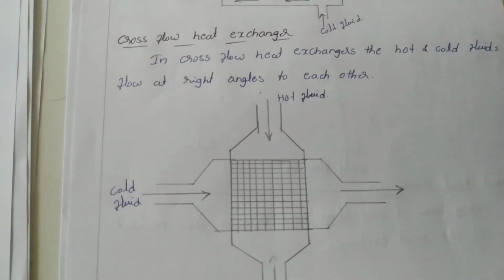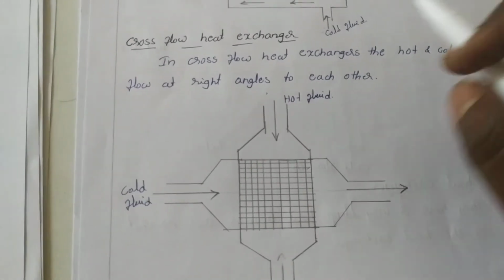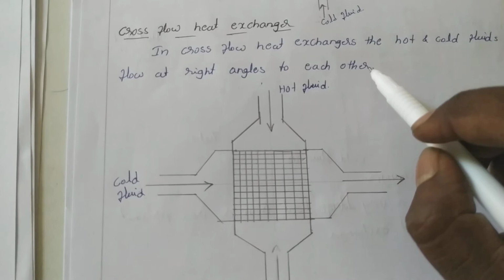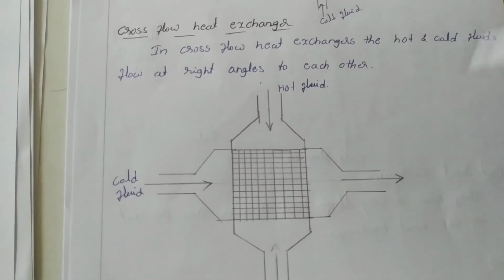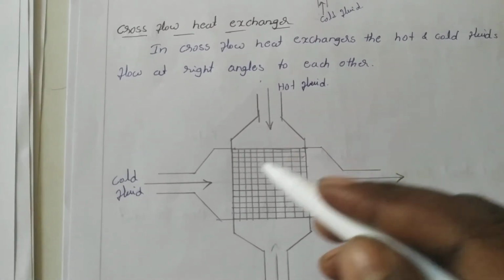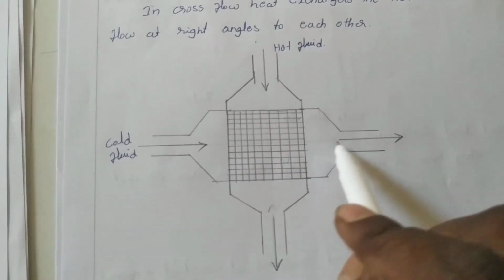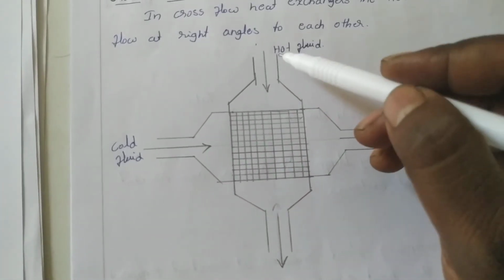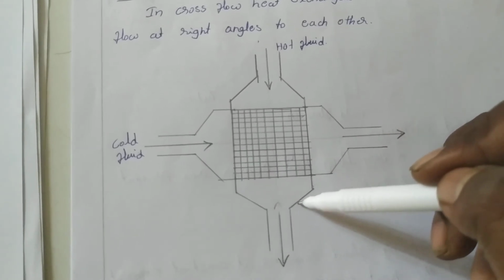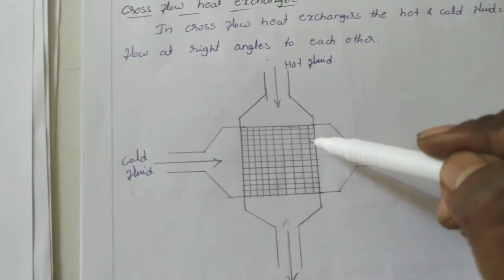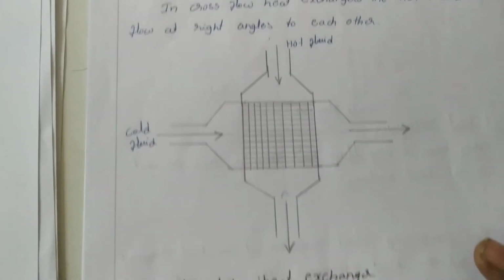Next one, we go for the cross flow heat exchanger. In a cross flow heat exchanger, the hot and cold fluids flow at right angles, perpendicular to each other. That means look at it, the cold fluid flows in the horizontal direction, at the same time the hot fluid flows in the vertical direction. That is called right angles to each other. So that is called a cross flow heat exchanger.